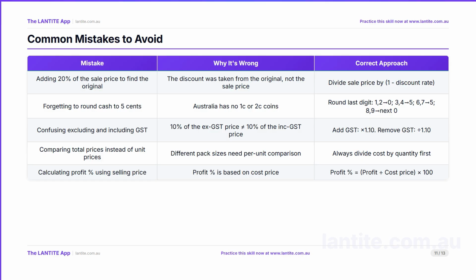Third, do not confuse excluding and including GST. To add GST, multiply by 1.1. To remove GST, divide by 1.1. Fourth, when comparing value, use unit prices, not total prices. And fifth, profit percentage is always based on cost price, not selling price.